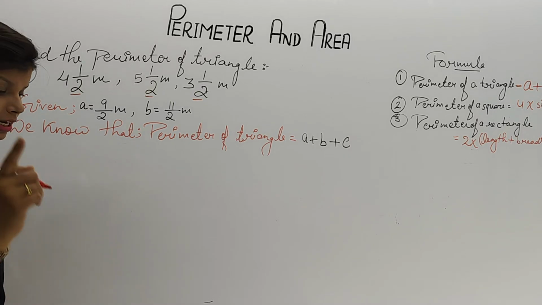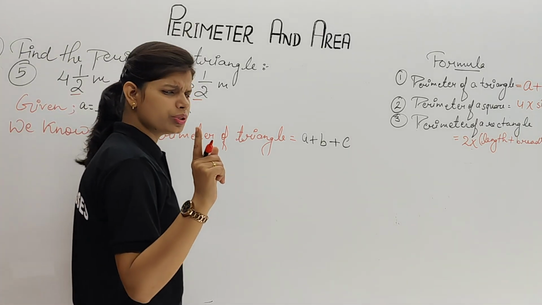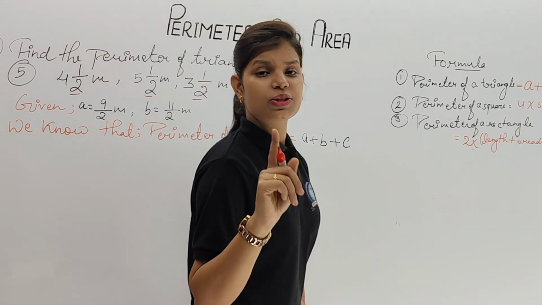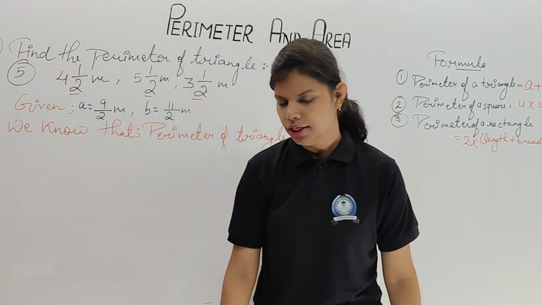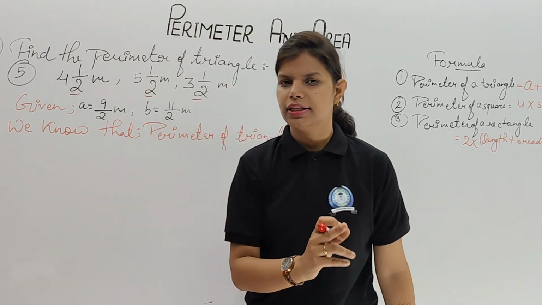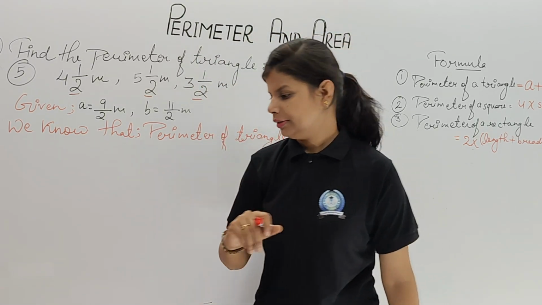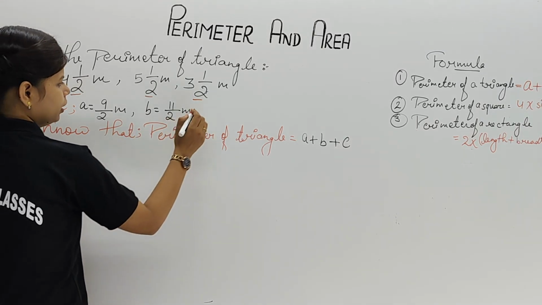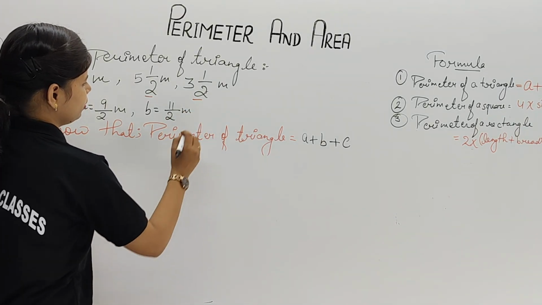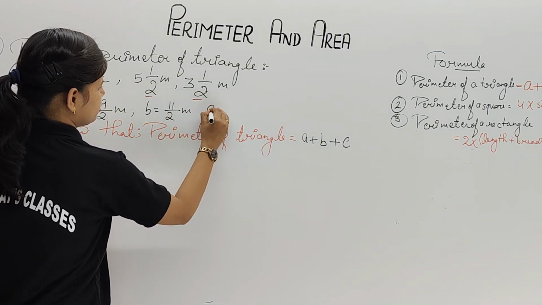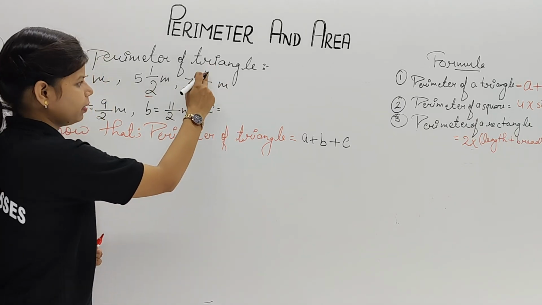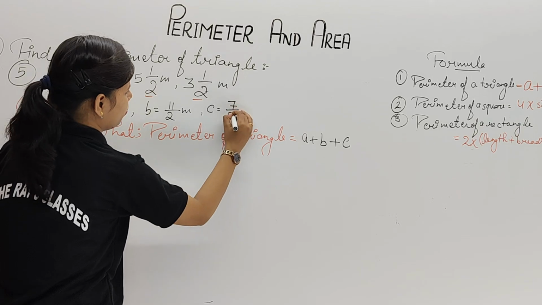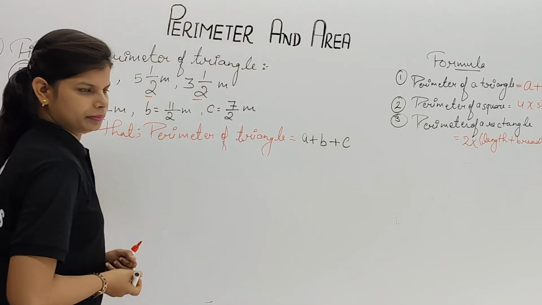So I expect this answer: the fractions whose denominators are same, such fractions are called what? I just want this answer from my children. So we just go with our solution. Now the C part of yours is given. C equal to 3 into 2, 6 plus 1. 3 into 2, 6 plus 1, 7 upon 2 meter.